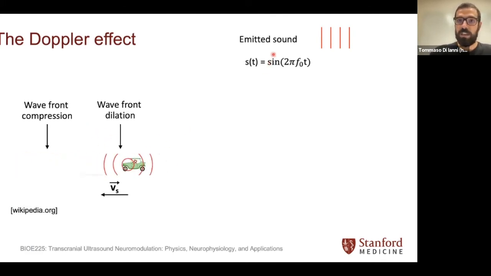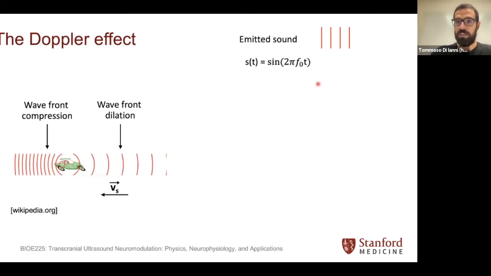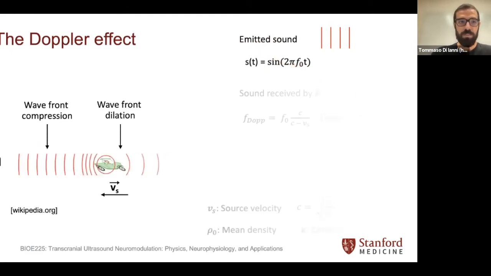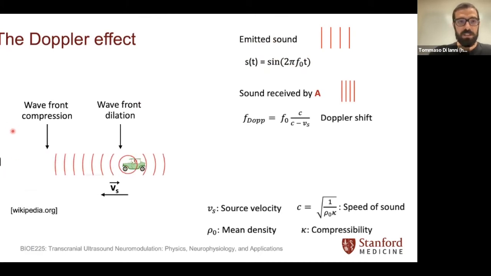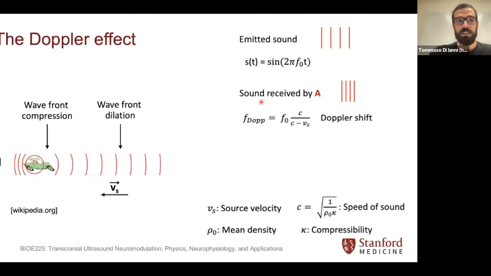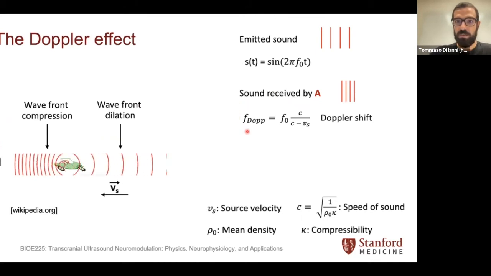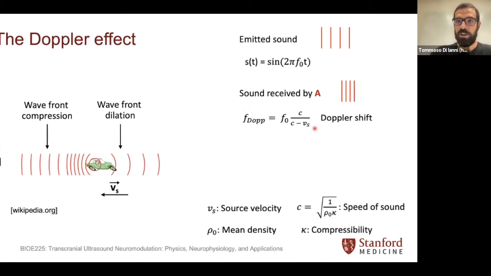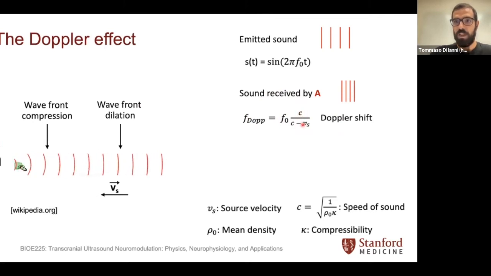So now let's assume that we are emitting a sinusoidal pulse with a frequency of F0. And now we have a receiver placed in A, on the positive side of the velocity here. This receiver is perceiving the sound as a higher pitch sound. The wavefront is basically shifted in frequency, and the Doppler shift that I report here is equal to the frequency of the original emitted sound, multiplied by a factor that depends on the speed of sound, C, divided by C minus the velocity of the source. So it's the velocity of the car in this case.